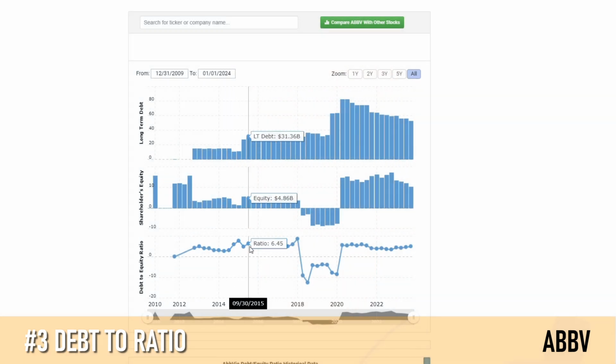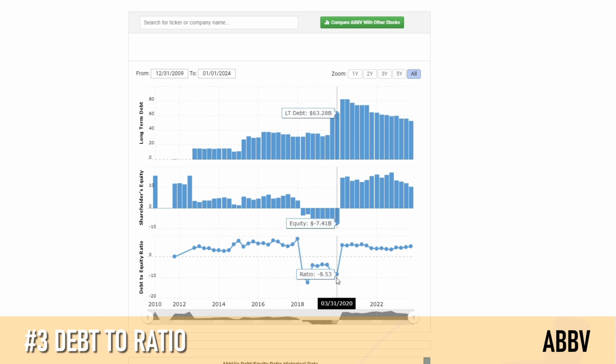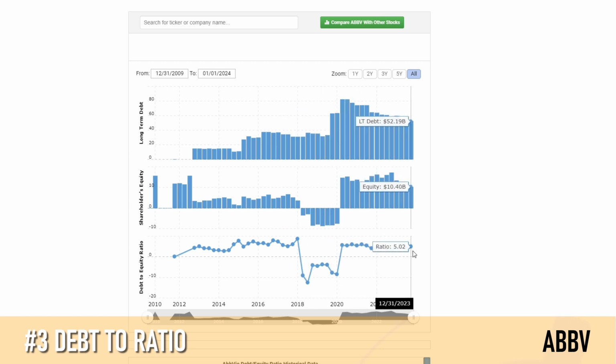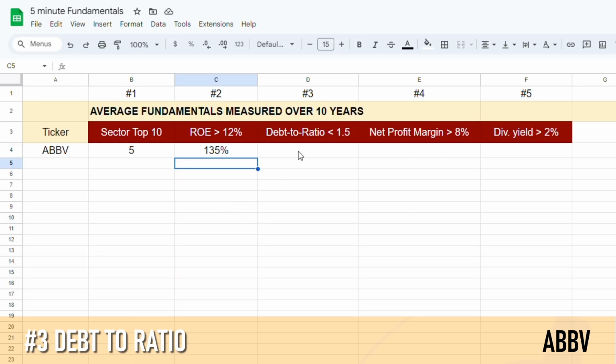Debt to ratio can express to me the company's financing activity and how much risk it carries in relation to debt. The lower the ratio, the less debt the company has and is considered more financially stable. Expressed as a number where 1 means that the company has as much debt as equity. If the ratio is higher, it means that the company has more debt than equity. Looking at ABBV, we can see that it has a 10-year average debt ratio of 2.7. That's a healthy debt ratio, but it doesn't meet my requirement of a debt to ratio of less than 1.5.